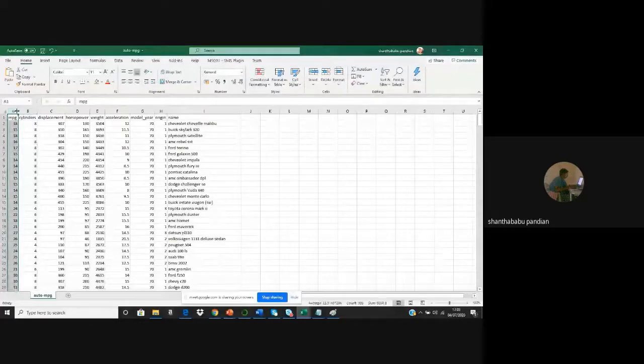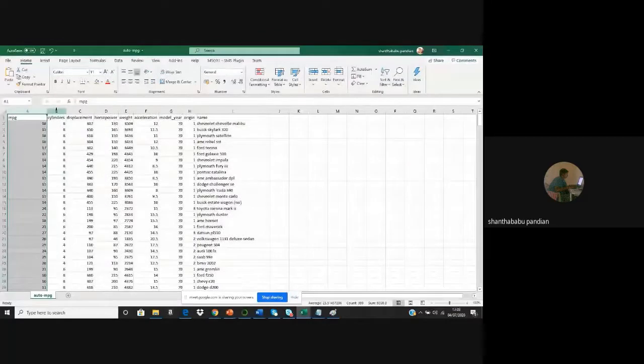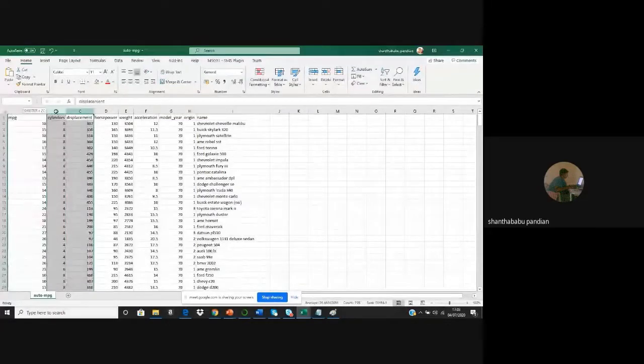What I used to do, in the first step, is select the cylinder and MPG, to see how it is performing. Then I will go with the combination of cylinder, displacement and MPG value, and I can predict that one. Miles per gallon, what is that? MPG, it's like the units.